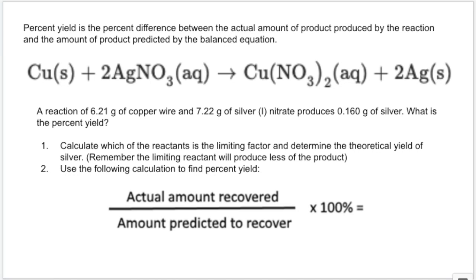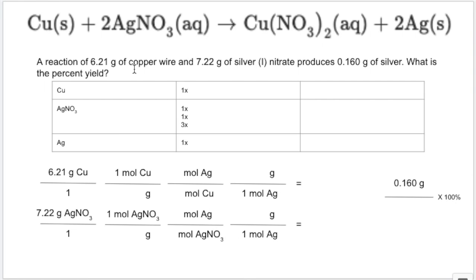For this example, we have a reaction of 6.21 grams of copper and 7.22 grams of silver nitrate, and it's going to produce this much silver, 0.16 grams. So what is the percent yield? The first thing that we need to do is figure out which is the limiting reactant. We have a certain amount of copper, we have a certain amount of silver nitrate. We have to see which one is going to produce the least amount of silver.